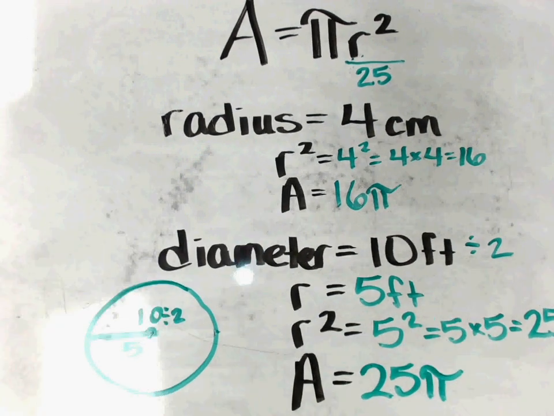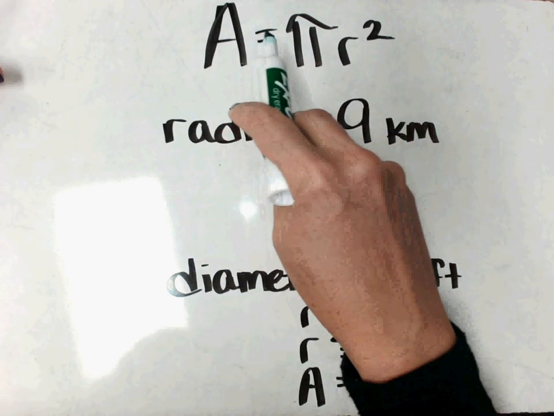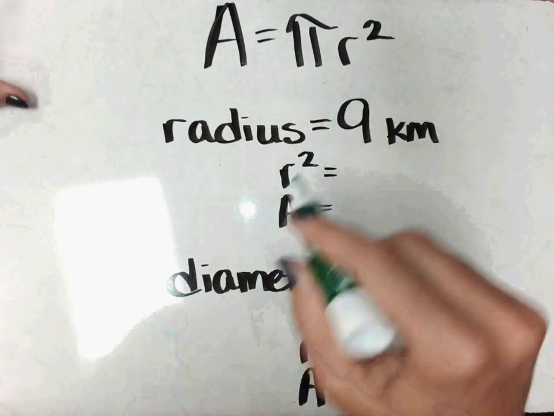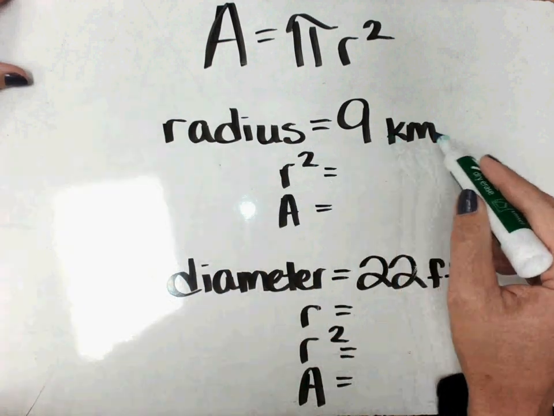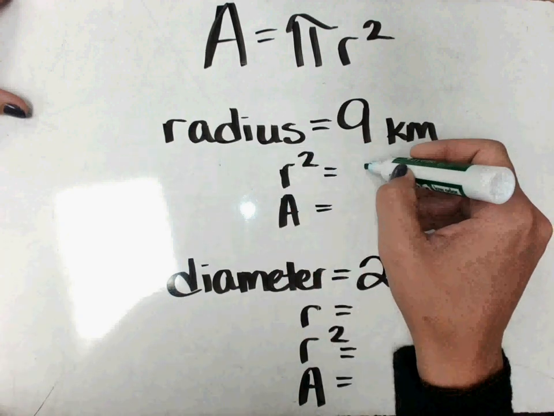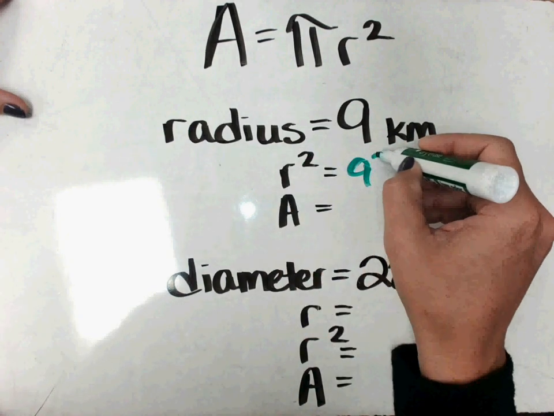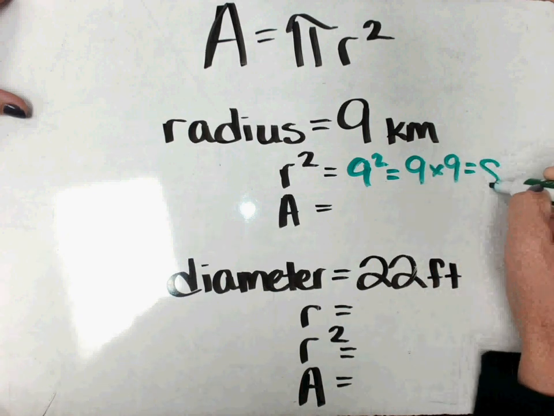Another example. Same thing, we have our formula up at the top here. We're going to plug in our radius squared times pi. So here they give us the radius is 9 kilometers. So our radius squared, our radius is 9, so that would be 9 squared, which is 9 times 9, which is 81.